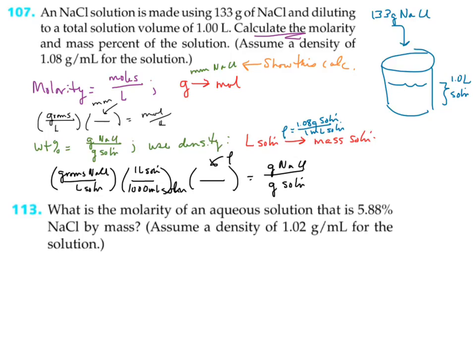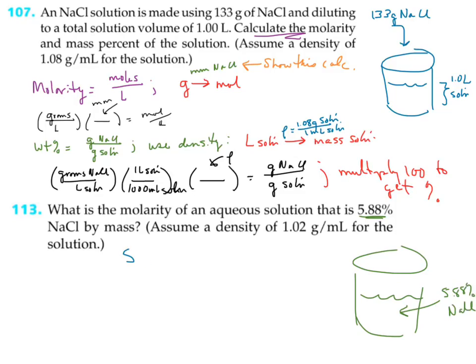Okay, and then for the last one, it looks like this. In this case, you were given the weight percent and you're supposed to get to the molarity. So it's kind of backwards. And here I unpack what that weight percent means. 5.88% NaCl means that in 100 grams of the whole solution, you have 5.88 grams of NaCl.